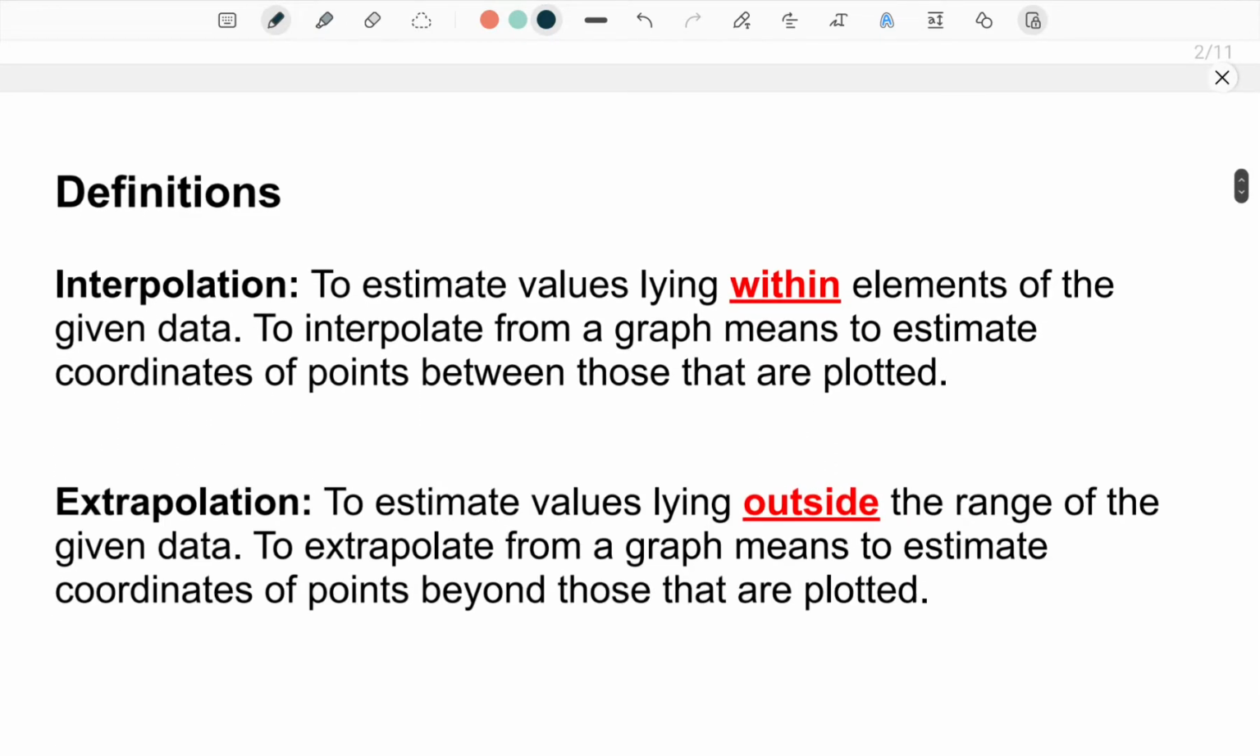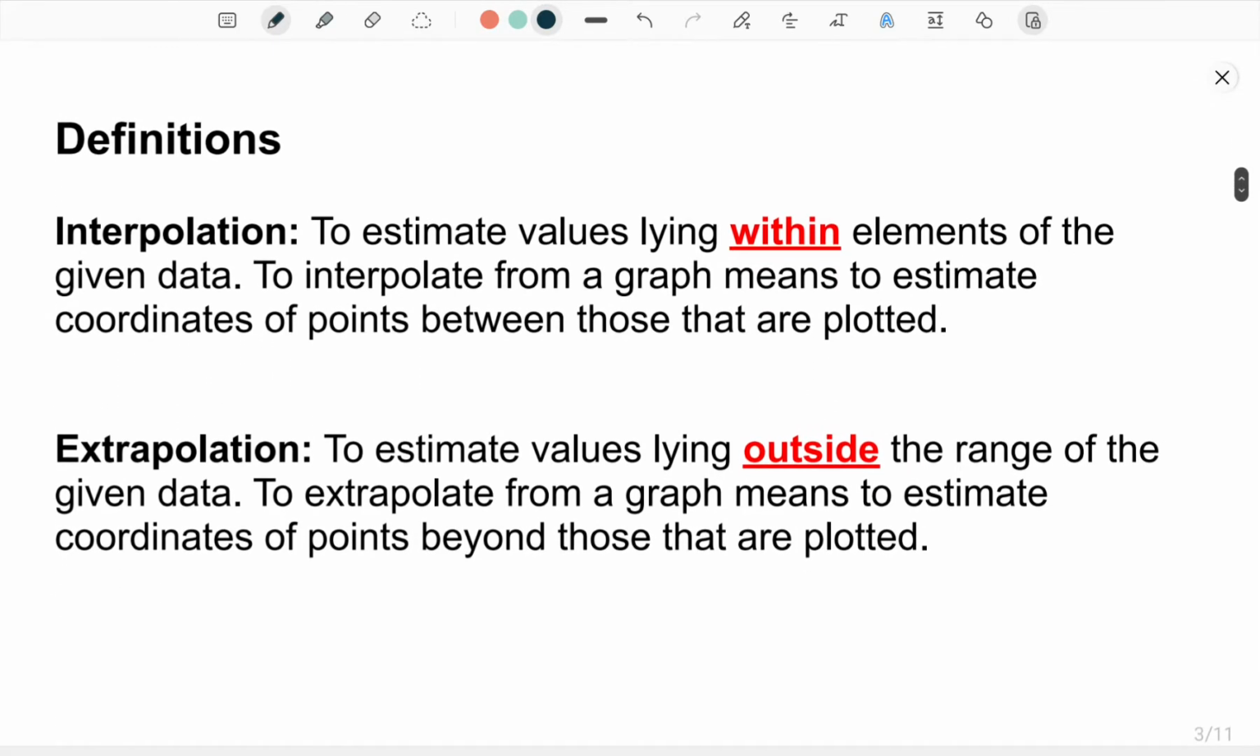Then we also have a couple of other definitions. So once we actually create a graph, we have some points, or we have some other way of representing our relation, we can use that information that we have to make estimates or guesses as to what other values could be like that we don't necessarily have points for. And so that's what we're going to call interpolation and extrapolation. So you're using the information you have to make some sort of educated guess.